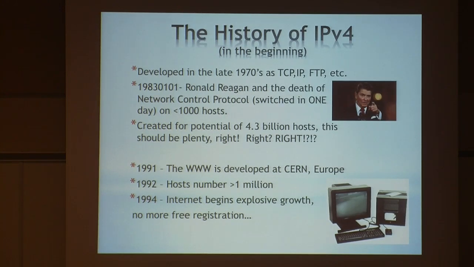Most of the time, the systems were actually connected over something called Network Control Protocol, and this is what the internet ran on up until 1983. At that point, in a single day, the entire internet switched from the Network Control Protocol over to TCP/IP, because they had fewer than 1,000 hosts on the internet. So that was back in the days of Ronald Reagan.